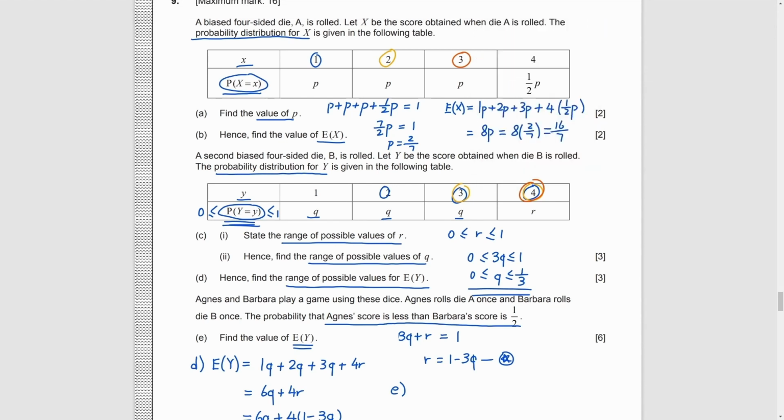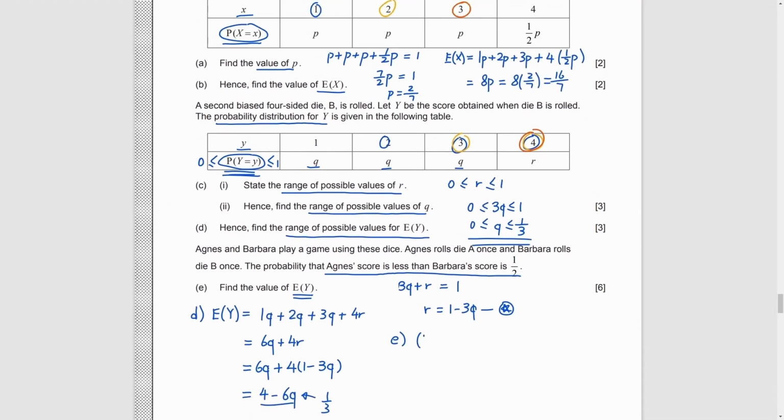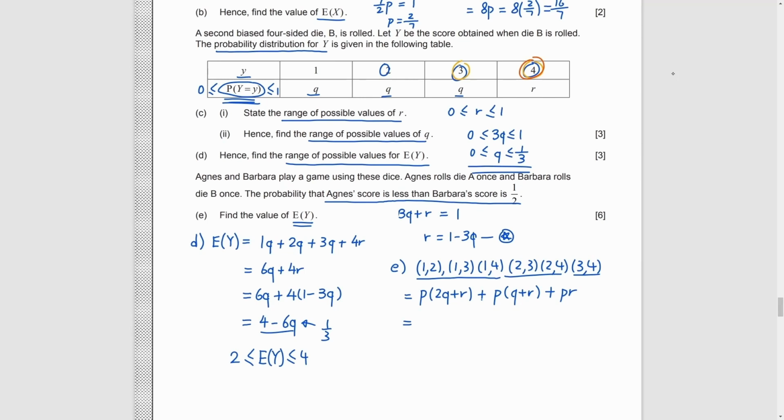So, in total, there are 6 situations. We need to list these 6 cases and try to add the probabilities of them together. For example, A gets 1 score, the probability is P. For B gets 2, 3, 4, the probability is 2P plus R. Then, we multiply them, and we consider the other situations as well. Finally, we get P times 3Q plus 3R.